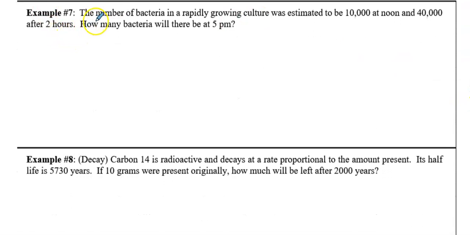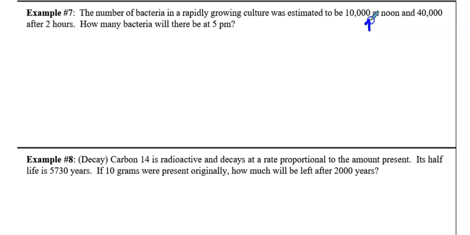And so it goes like this. Example number 7 says the number of bacteria in a rapidly growing culture is estimated to be 10,000 at noon, and then 40,000 2 hours later. How many bacteria will there be at 5 p.m.?